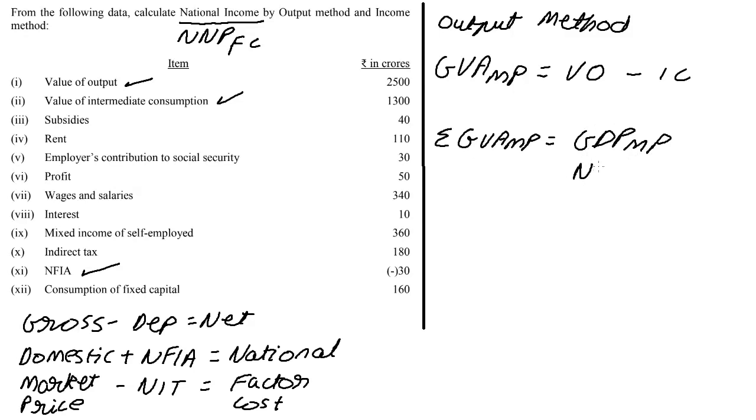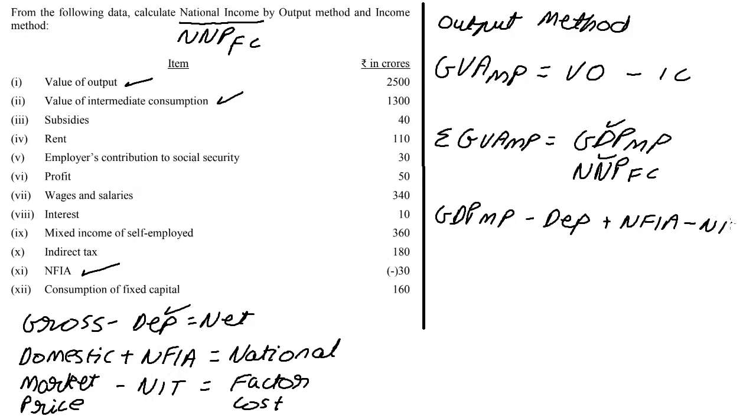Okay, so I'm just going to write it below over here, just so that you understand. For gross to become net, I have to subtract depreciation. Okay, so if I am starting with GDP at MP, I need to subtract depreciation. Then, if I want to move from domestic to national, I need to add NFIA. So, I'm going to add net factor income from abroad. And to move from market price to factor cost, I need to subtract NIT. Okay, so we subtract NIT. And by doing all of this, we'll end up with NNP FC.